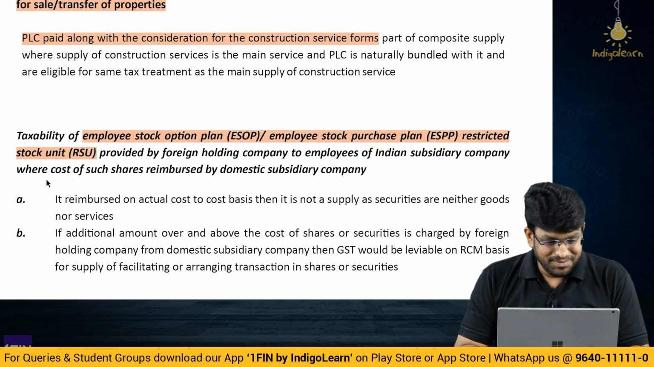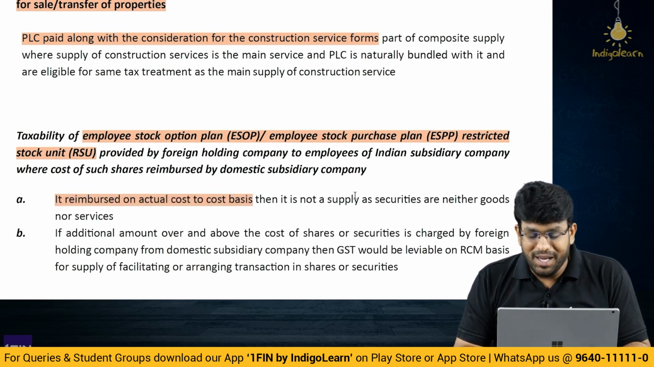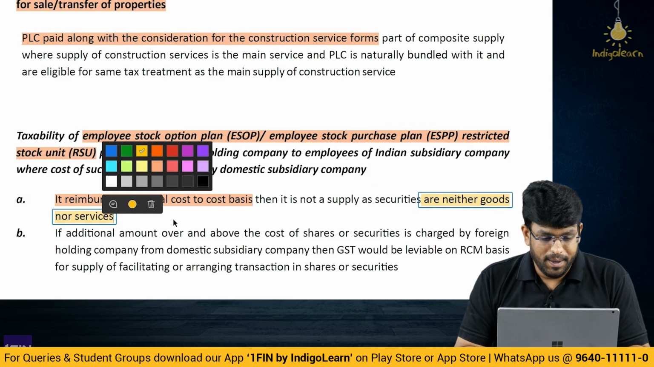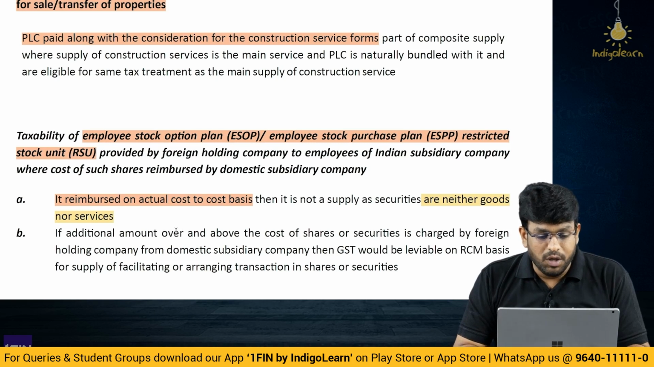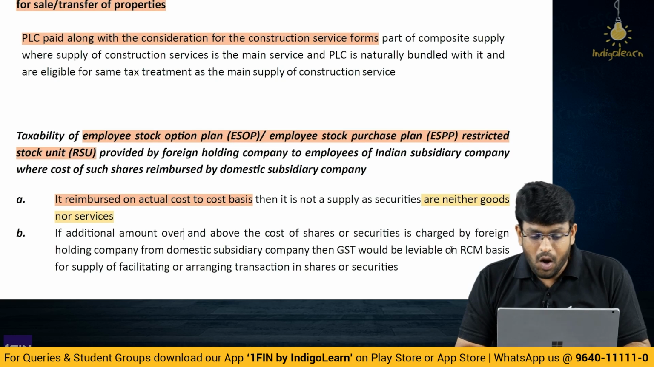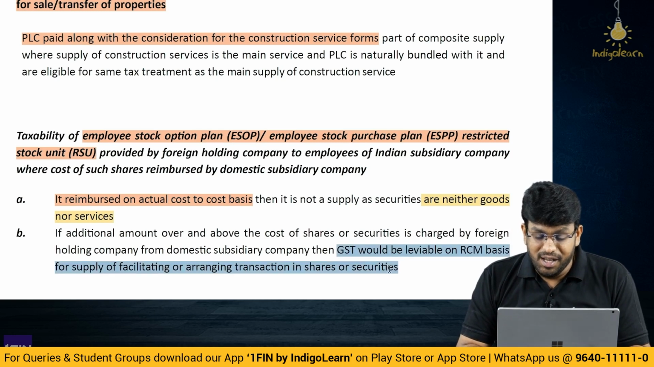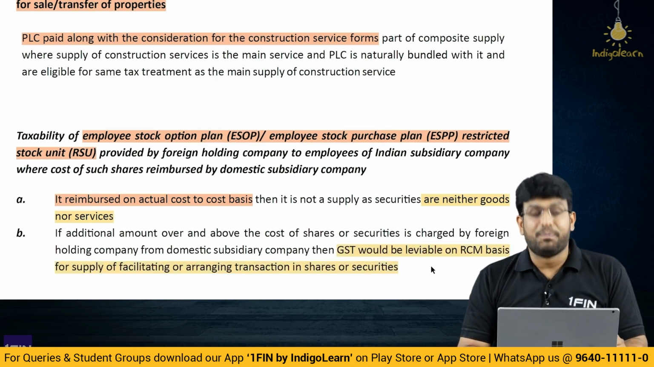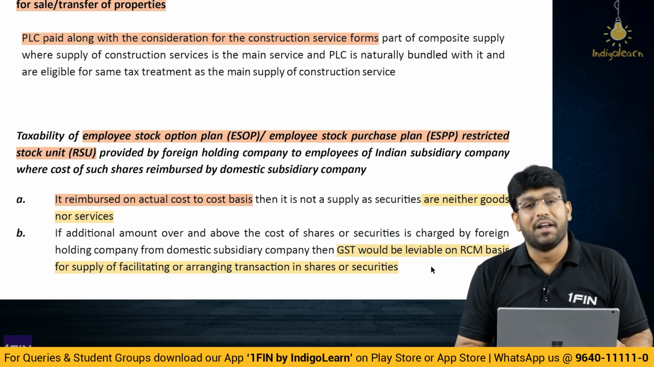See that line? If it is reimbursed on actual cost to cost basis, then it is not a supply, as securities are neither goods nor service, obviously. But next line you see. If additional amount, what is that line, my dear friends? Additional amount. If additional amount over and above the cost of shares or securities is charged by the foreign holding company from domestic subsidiary, then GST would be leviable on RCM basis for supply of facilitating or arranging transactions in securities. I am pretty confident and sure that you are getting very good clarity on this point, my dear friends. Excellent point and a very important point.